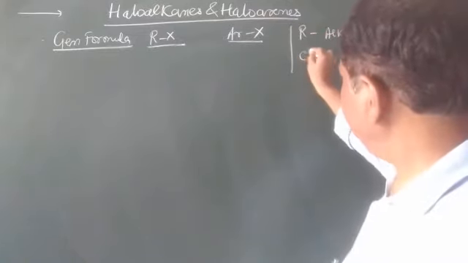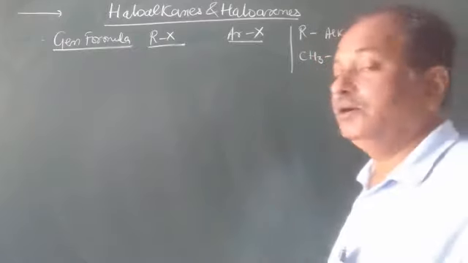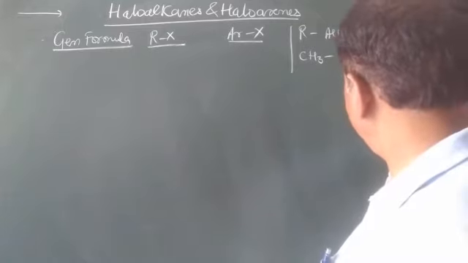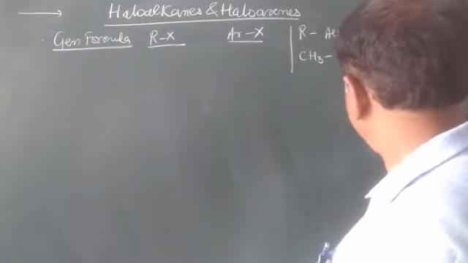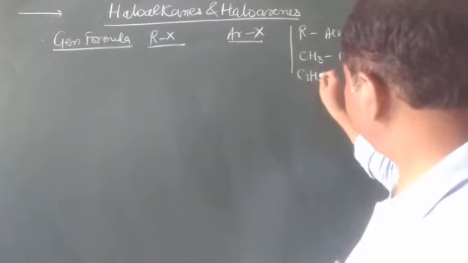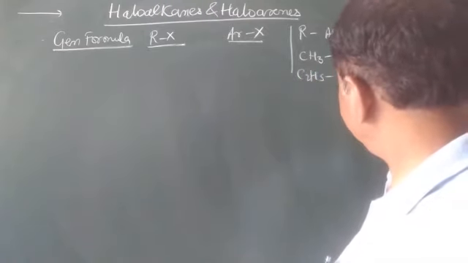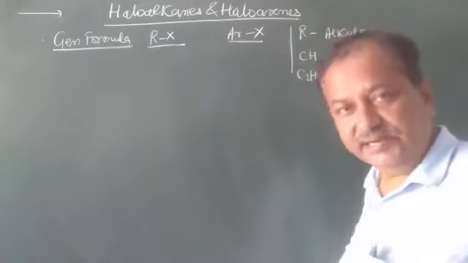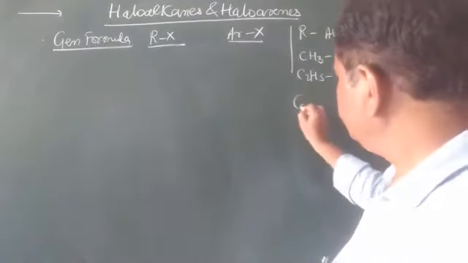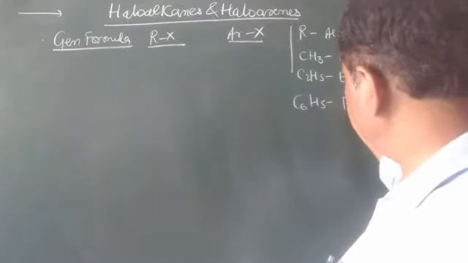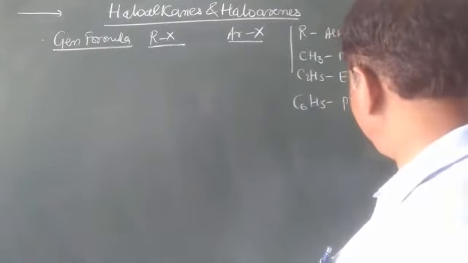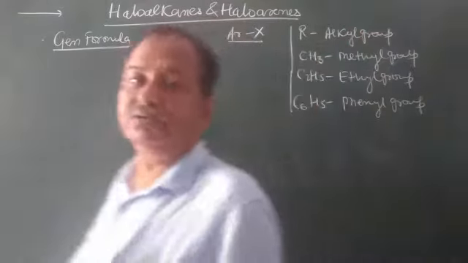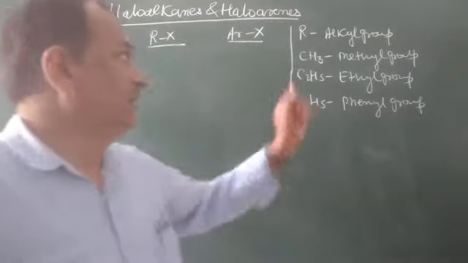Like if we have CH3, here one bond is free, so this is called the methyl group. If we have C2H5, it is called the ethyl group. Similarly, in case of aromatics, if we have C6H5, this is the phenyl group. So this is the basic introduction about the alkyl and aryl halides.